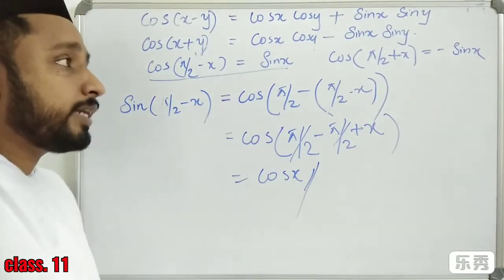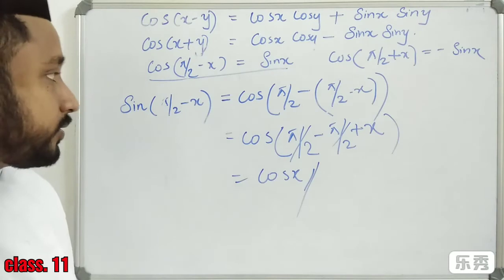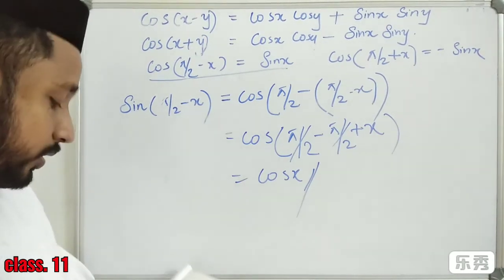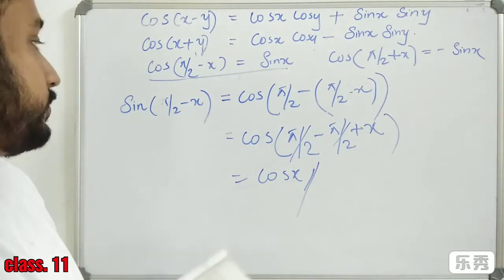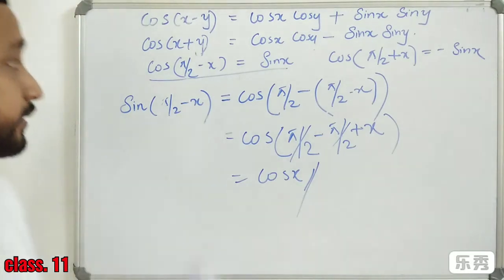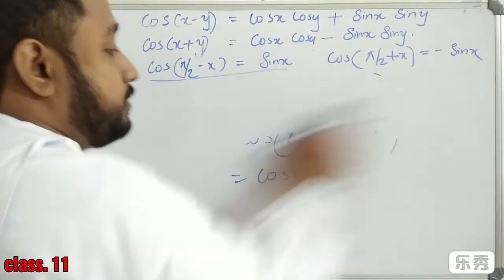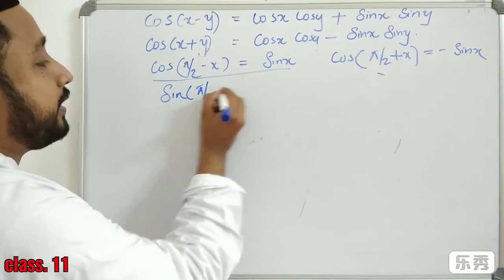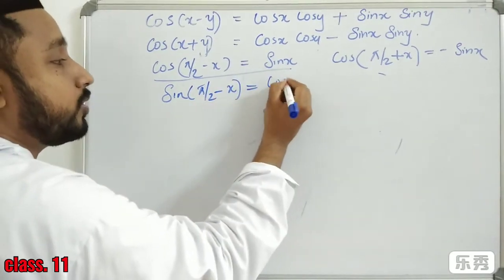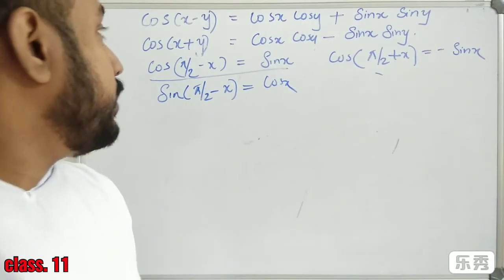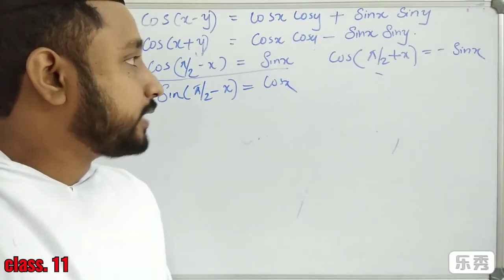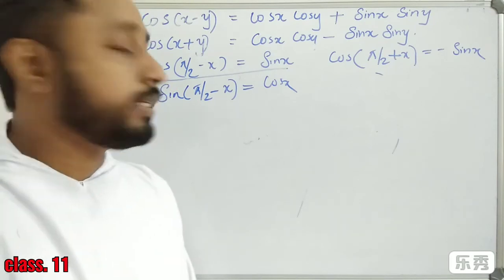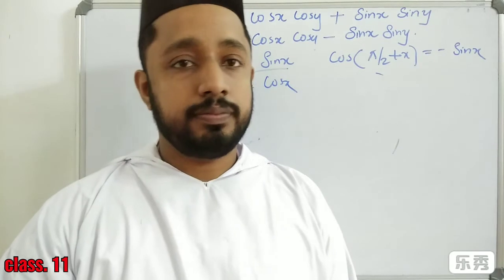These results we have all studied in 10th standard: sin(90 − A) is cos A, cos(90 − A) is sin A. Same way, sin(π/2 − x) is equal to cos x. So we proved sin(π/2 − x) is equal to cos x. So these three results you have to study. Cos(π/2 − x) is equal to sin x. Cos(π/2 + x) is equal to minus sin x. And sin(π/2 − x) is equal to cos x.